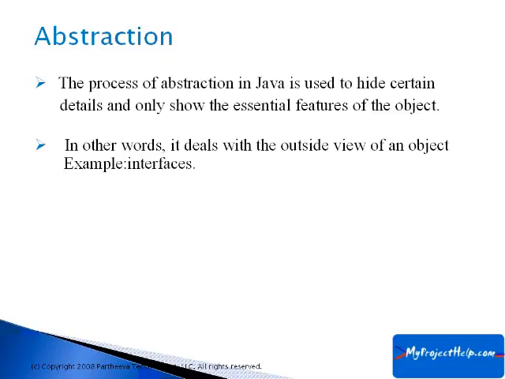Abstraction. It is also called data abstraction. So what is abstraction? The process of abstraction in Java is used to hide certain details and only show the essential features of the object. So what does that mean? I can give a best example for this. Suppose you have a car. You make use of a car, you drive the car. But do you really care what a car will have?